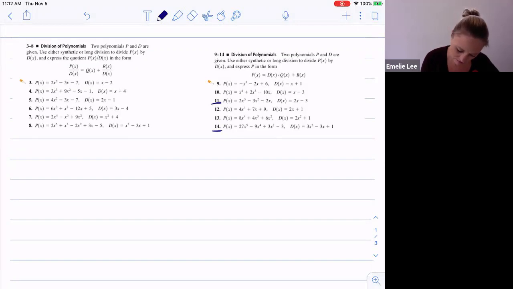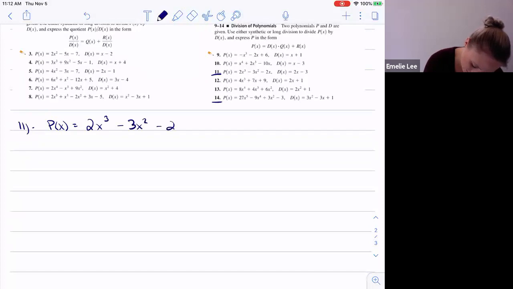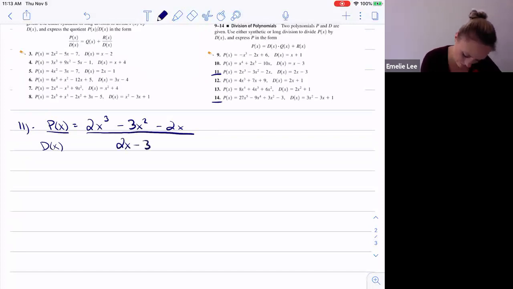11 is one of the hardish ones, so let's do that. And then 14 is one of the trickiest ones, so that's why I picked that one. So 11 says p of x is 2x to the 3 minus 3x squared minus 2x, divided by d of x, which in this case is 2x minus 3.